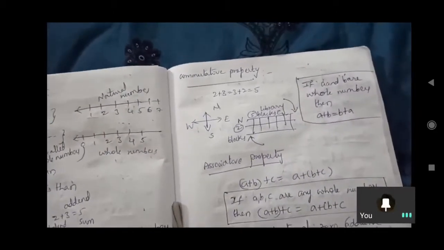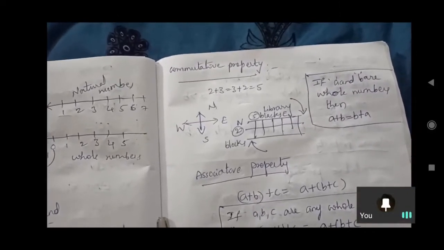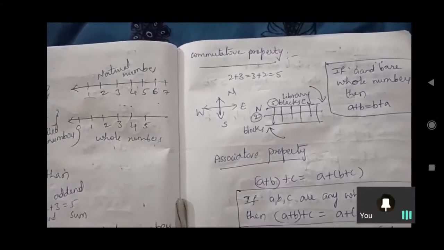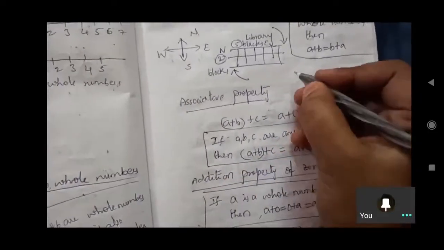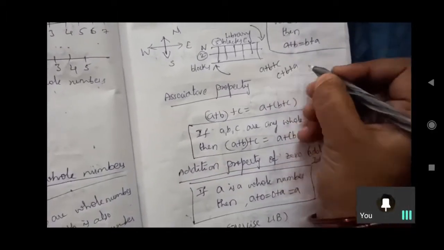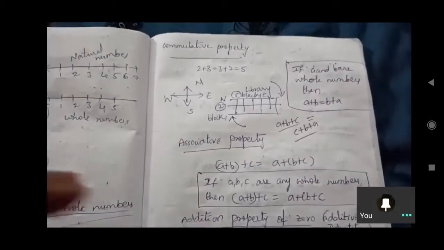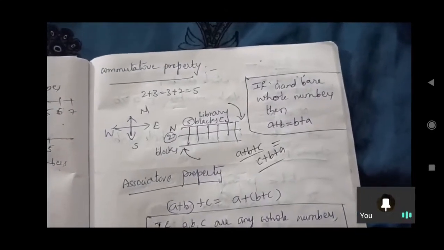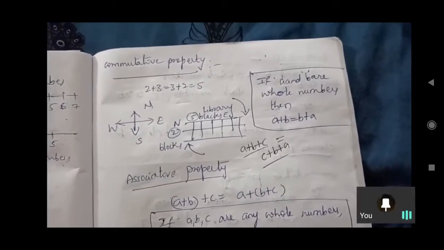Commutative. If we take any two numbers from the whole numbers, by adding A to B or B to A, A plus B is equal to B plus A. Or if we take A plus B plus C, however we add, it is the same, because these are all whole numbers and the result is also a whole number. So the commutative property says that if A and B are whole numbers, then A plus B is equal to B plus A. Adding B to A or A to B, the answer is the same.